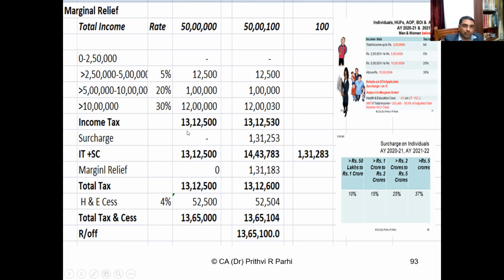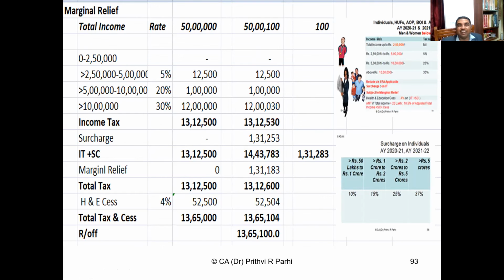So the total amount comes to 13,12,500. Here it comes to 13,12,530 because of 100 rupees extra, 30% of that. But here surcharge is not applicable. Here surcharge is applicable. Is it done? Okay. So if you apply surcharge of 10%, the tax liability becomes 14,43,783.